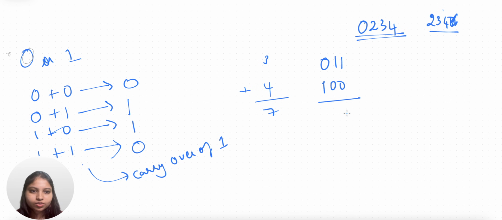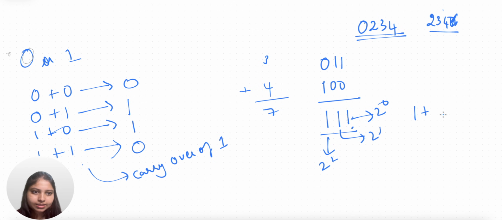So 1 plus 0 is going to be 1. 1 plus 0 is yet again going to be 1. And then 0 plus 1 is going to be 1. Okay. If I convert this added value to a decimal value, it should be equivalent to 7. So let's verify. This multiplied with 2 power 0, this multiplied with 2 power 1, this multiplied with 2 power 2, which is basically 1 plus 2 plus 4, right? Which is basically 7. So following the rules of binary addition, we got the right answer.